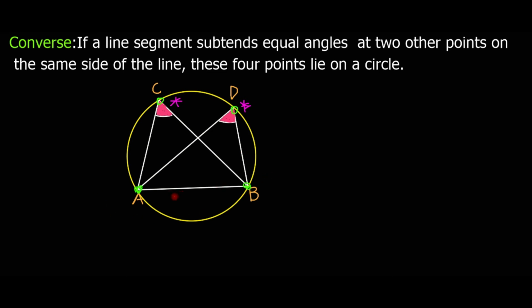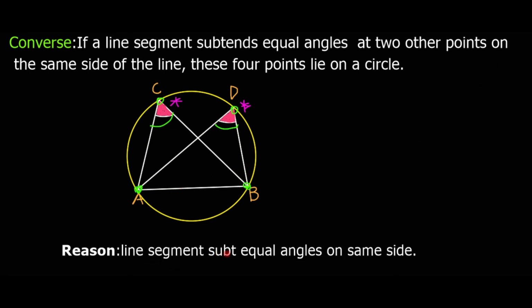The key thing is we are not going to prove this angle and this angle are equal, but you will prove that they are concyclic, and you use this converse to prove these 4 points lie on a circle. The reason for this one: line segment subtends equal angles on the same side, so it will be a reasoning.